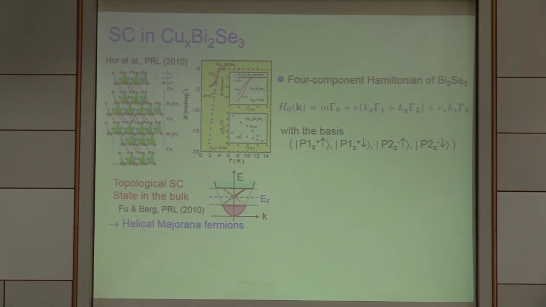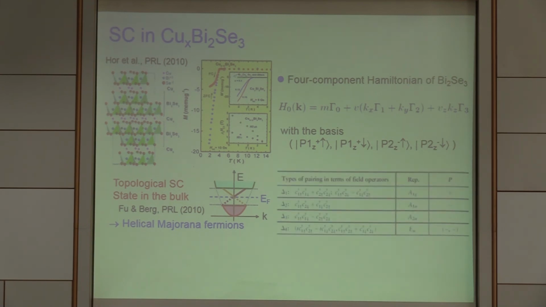And they predicted that if such a bulk topological superconductivity is realized, then there should be surface helical Majorana fermions. They also performed the symmetry analysis of the possible superconducting states, and they showed that based on the irreducible representation of the D3d symmetry of this system, there can be only 4 types of gap functions. All 3 unconventional possibilities are topological, and there remains a possibility of BCS type conventional s-wave superconductivity.